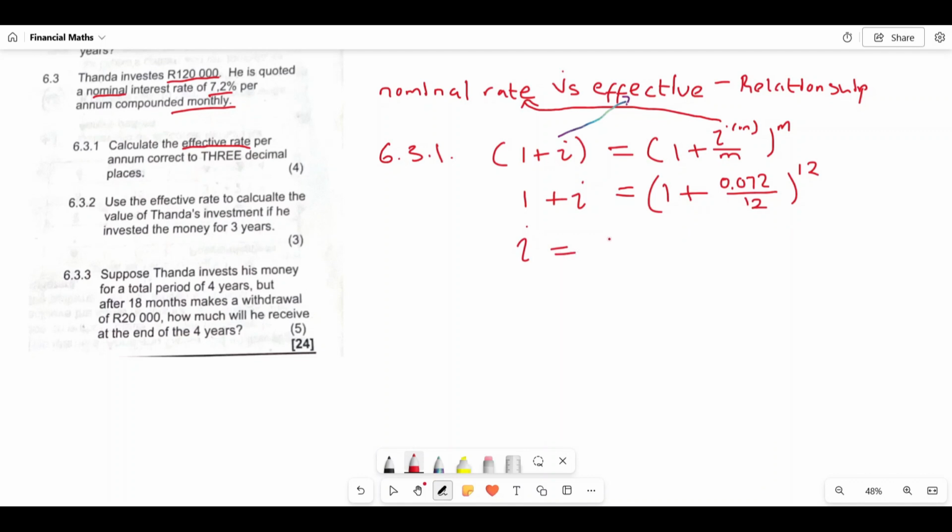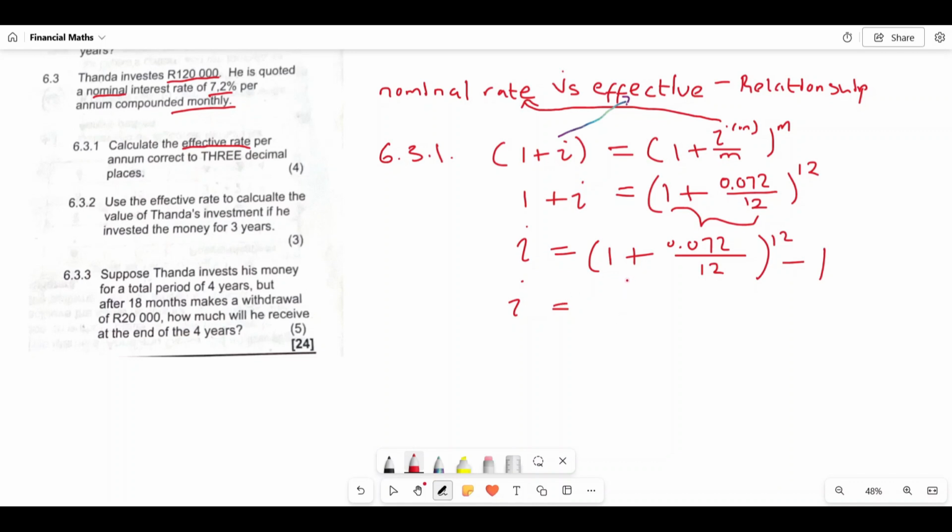This would be equal to, if you can type this in your calculator to find what this is, or you can just raise it to the power of 12 already. I just want to go straight forward just to not take long on this video. And then I'm just going to subtract the 1. We are taking this 1 to the right hand side. Then I'm going to punch this whole thing into my calculator to find the answer.